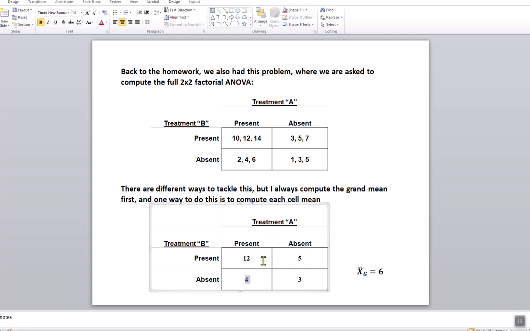Now, if I take 12 plus 4 plus 5 plus 3 and divide that by 4, if I add these 4 cells up, the means of these 4 cells together, that comes out to be 24. And if I divide that by 4, I get the grand mean of 6. But I'll get the same thing if I take all of these numbers and add them up individually. If I add all 12 of these subjects' scores together and divide by 12, I will still get 6. So either way I do it, I get the same answer.